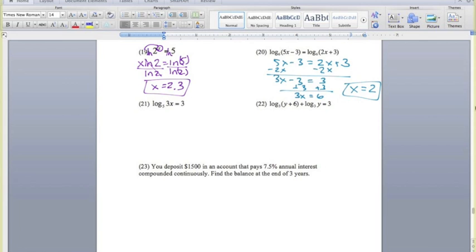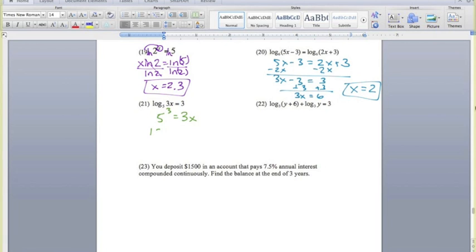Number 21 does not have a log on both sides, so we can't just set insides equal because there aren't insides on one side of the equation. So what we want to do to solve a log equation then is undo it with an exponential. So we want to rewrite this as an exponential. To turn a log into an exponential, the base stays the same and the other stuff switches sides. Because what a log is doing is saying the base to what power equals the stuff inside. So the power and the stuff inside switch. So the base stays the same and the other stuff switches.